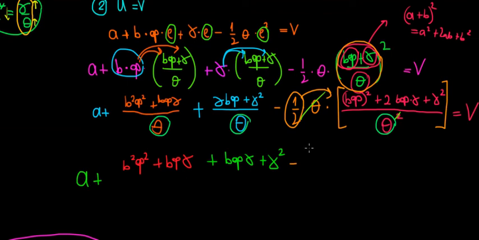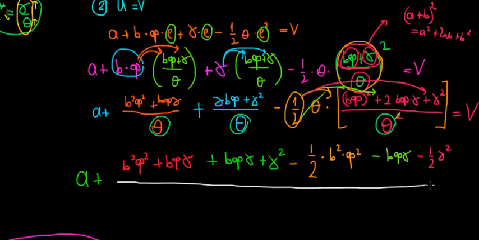So minus 1 over 2 multiplied with b times theta to the power of 2, that's minus 1 over 2 b squared times theta squared. Then we're going to have minus 1 over 2 times 2. Well, 1 over 2 times 2 cancel out, so we're left only with minus b theta gamma. Then minus 1 over 2 multiplied with gamma squared. So we're left with minus 1 over 2 gamma squared. Now, all this divided by theta, because it's a common denominator, makes it equal to the alternative utility v.